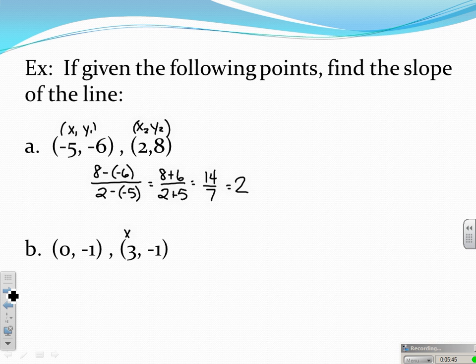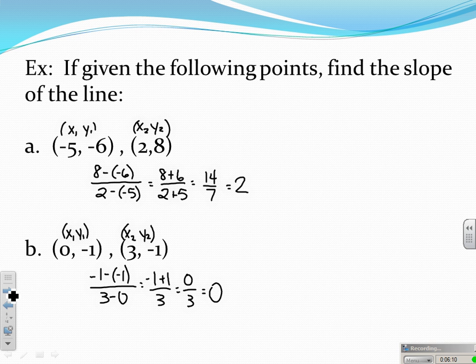If I have, again, this one is x2, y2, that would make this one x1, y1. So y2 minus y1 over x2 minus x1. And I end up with negative 1 plus 1 on the top, which is 0. So with that slope of 0, I know that I would be looking at a horizontal line.